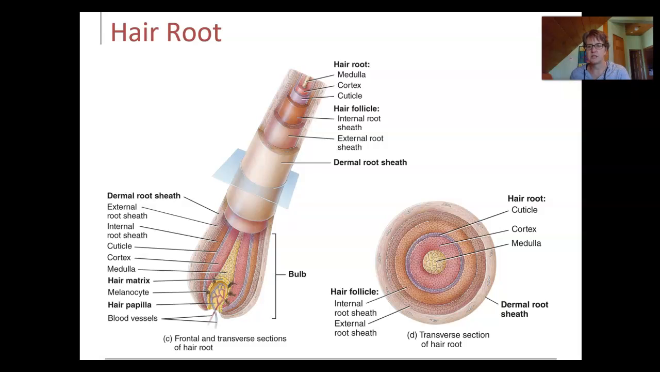Oh, so here's more pictures. Bigger blow up of the bulb with the base of the hair matrix, the melanocytes, the papilla area with the blood supply, and all of that going on.